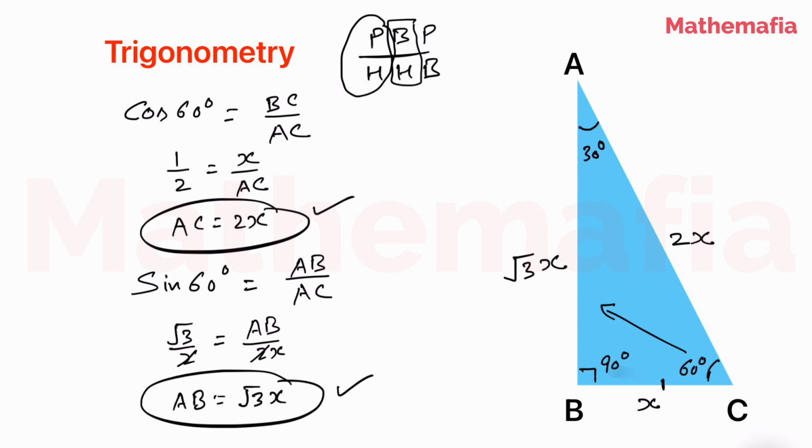So 30-60-90 is a very important rule in right angle triangles, and this can be used directly to solve your questions and make them really easy.